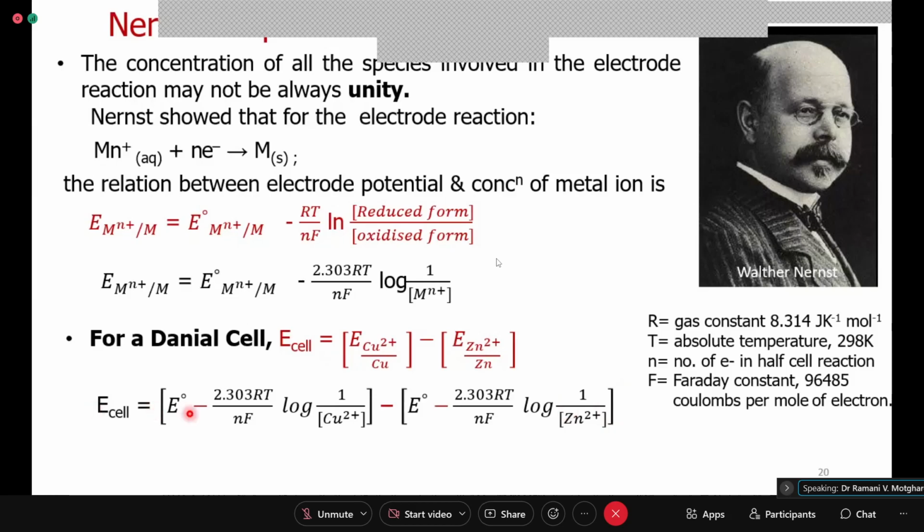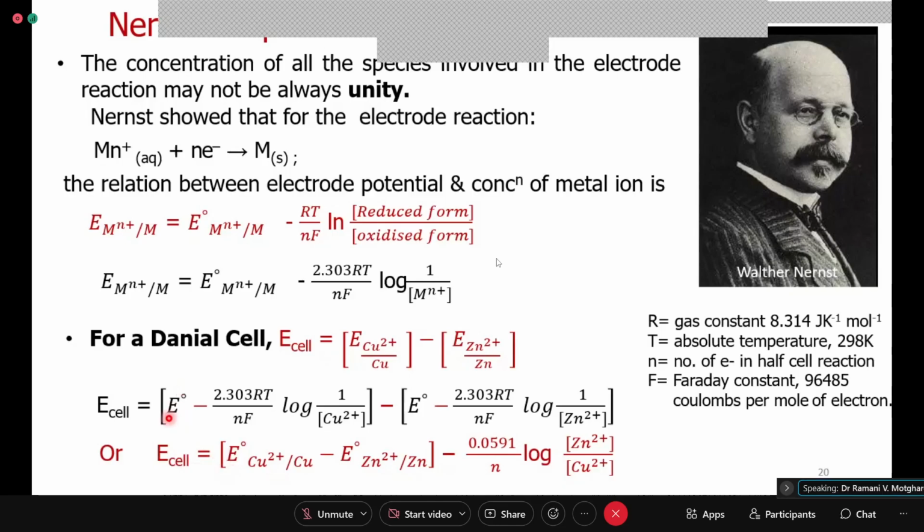Because you may write the same equation as E cell is equal to E naught of copper minus the E naught of zinc, this value. Okay, because this is from the literature, and this is minus 0.0591. This part is already calculated because R is the gas constant, that is 8.314 joules per Kelvin per mole, and T is the absolute temperature in Kelvin. n is the number of electrons in the half cell reaction, and F is the Faraday constant 96485, or generally it is taken as 96500 coulombs per mole of electron.